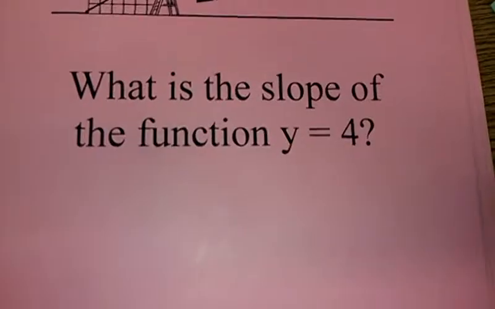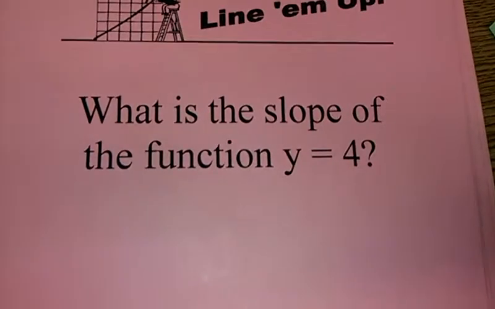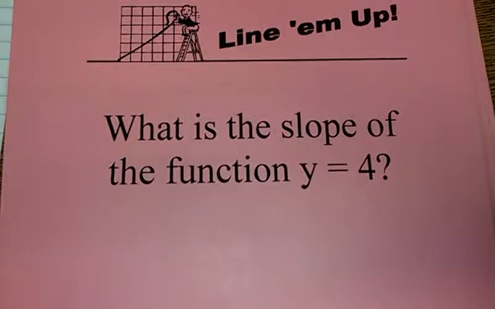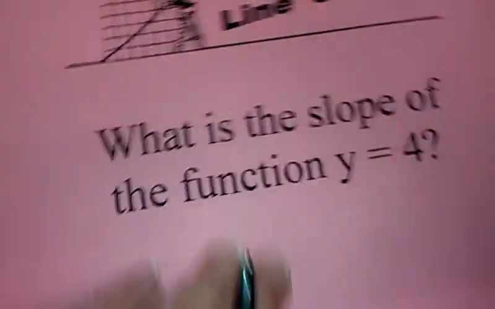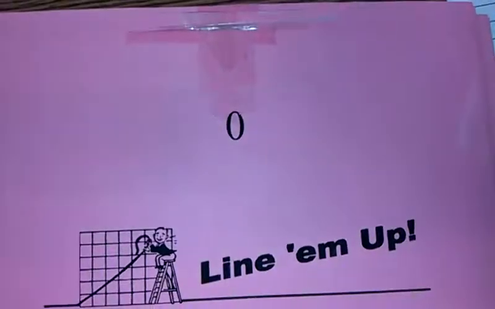The next thing said, what is the slope of the function y equals 4? On a graph, I know, you can even put it in the calculator, but if you put y equals 4 and it's a horizontal line, all slopes of horizontal lines are 0. So I would go and find the card that said 0.